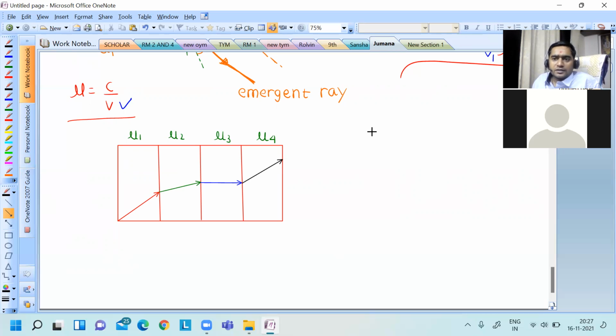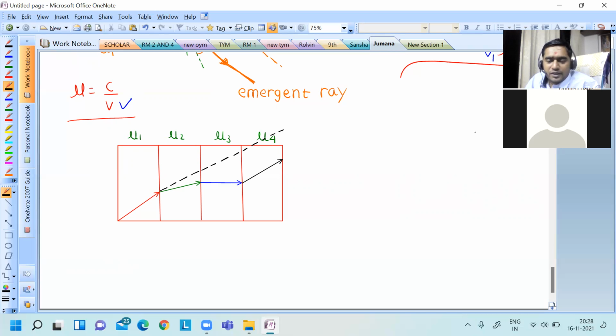These are the traces of the path of the light. Which two media have the same refractive index? It is only possible for U1 and U4. Perfect answer. Why? Because they are in a straight line, parallel to each other.